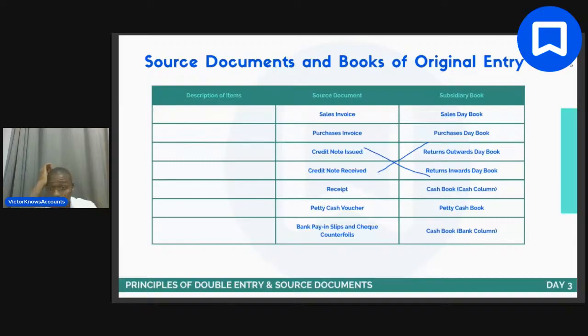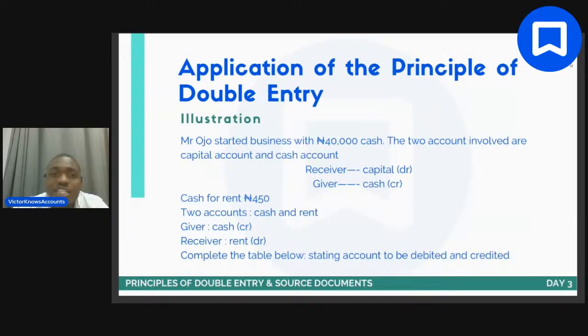So the check counterfoil also serves as a source document for what? For the cash book under the bank column. Then, of course, for the petty cash book, as I explained earlier, is the petty cash voucher. All right, now let's enter into the application of the principle of double entry.